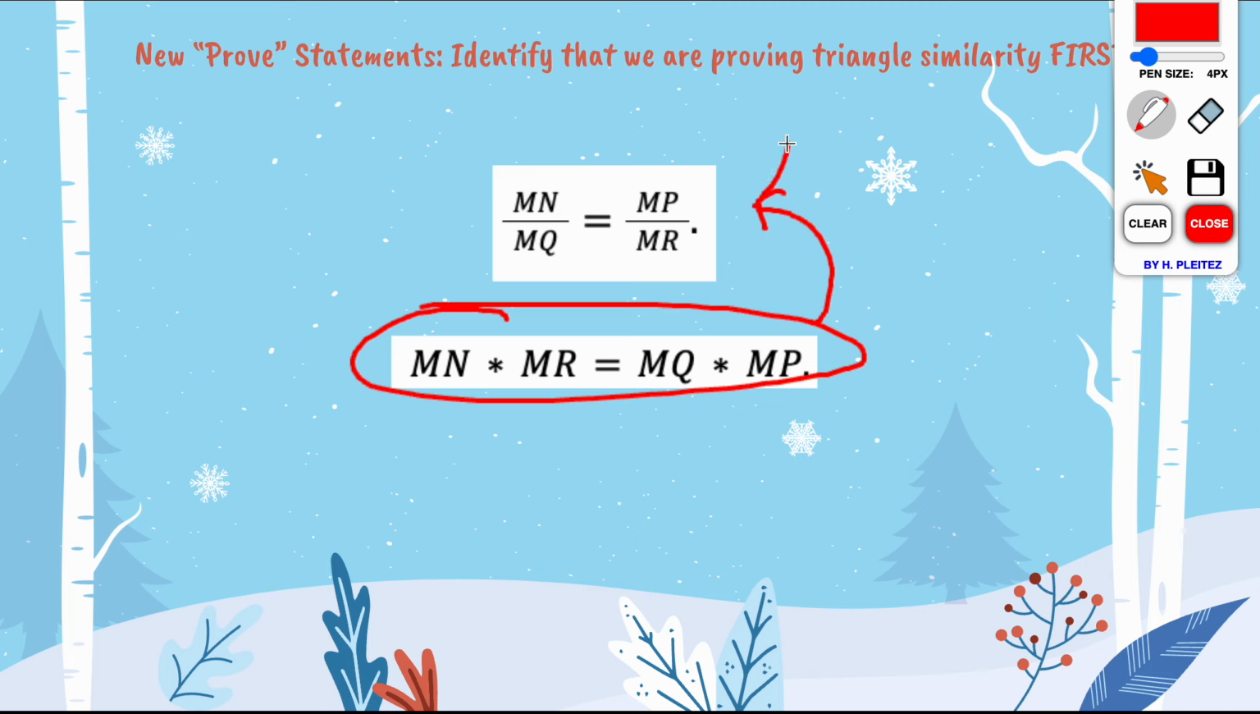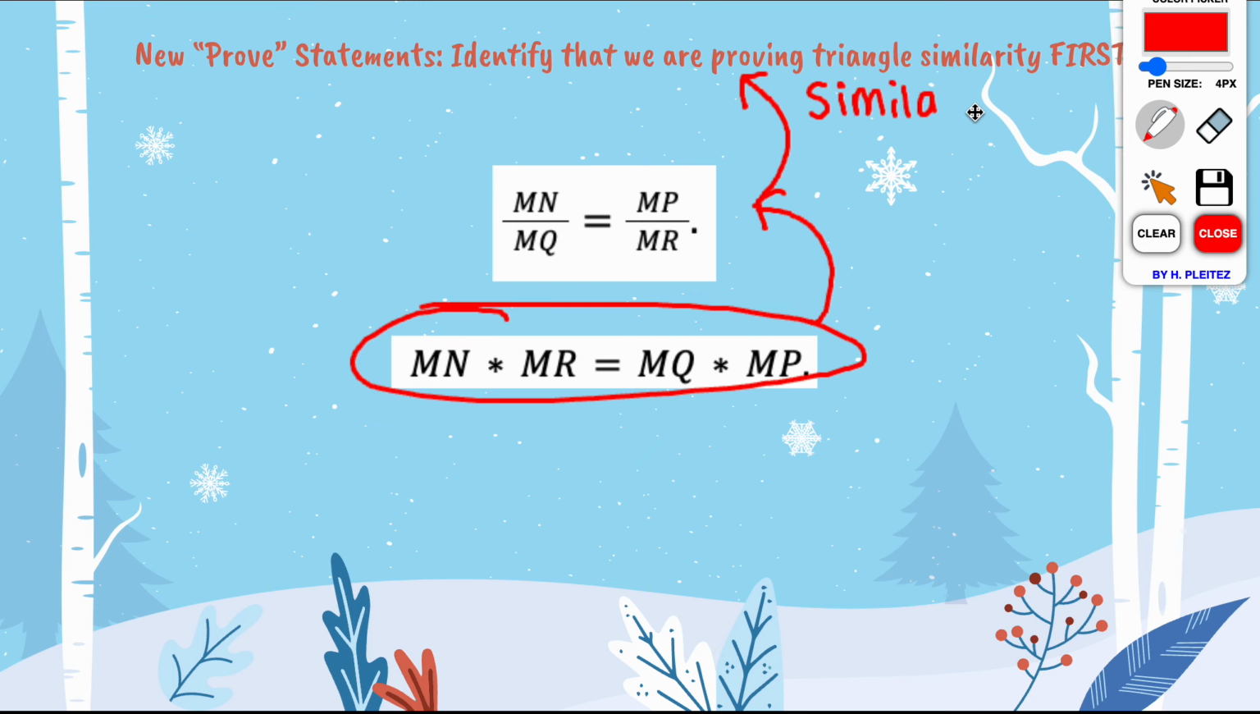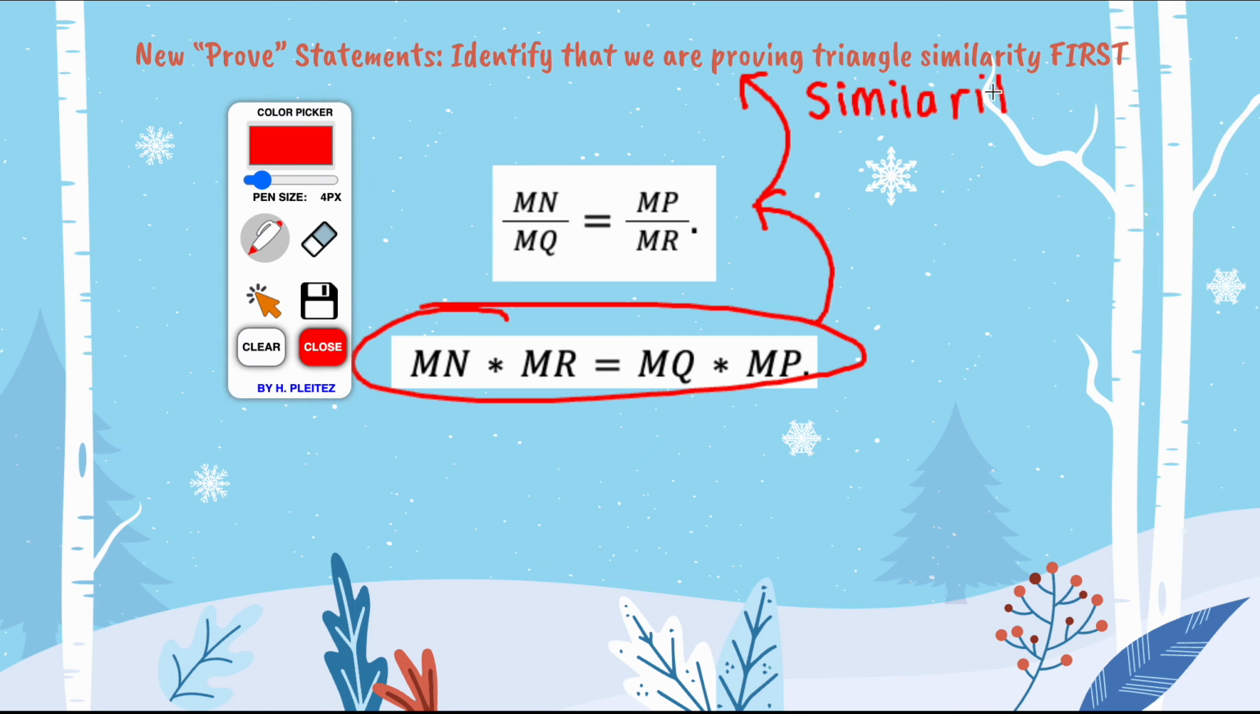Before this, this is like a flow chart. Before this, we always need similarity first. If you have proof statements like one of these two, and you do not prove similarity first, you're going to be already wrong. So let's just get into an example.